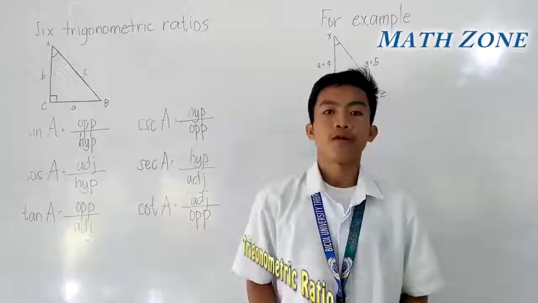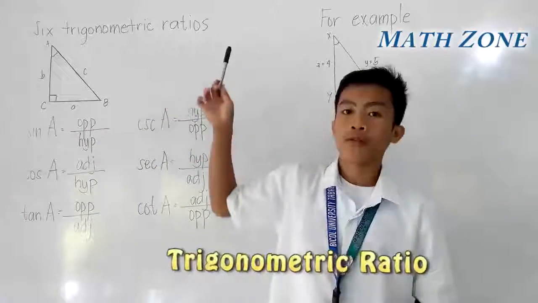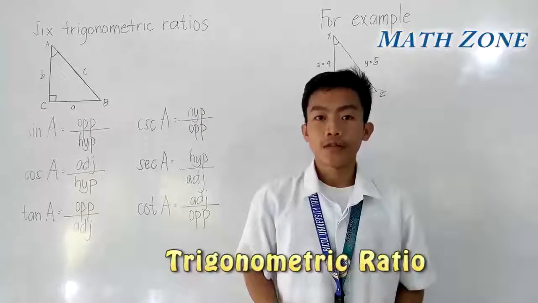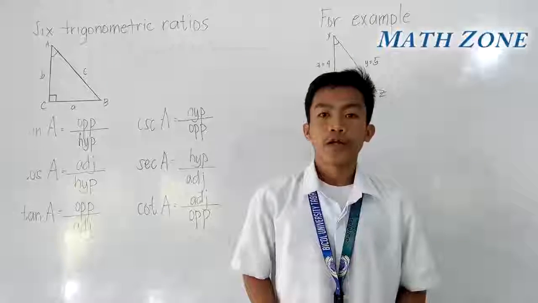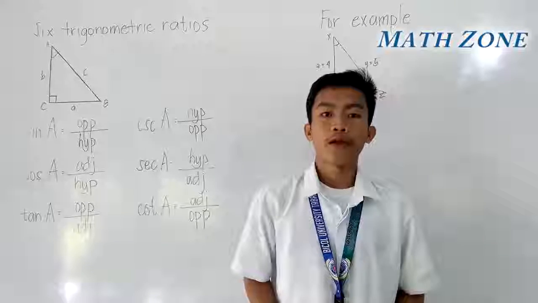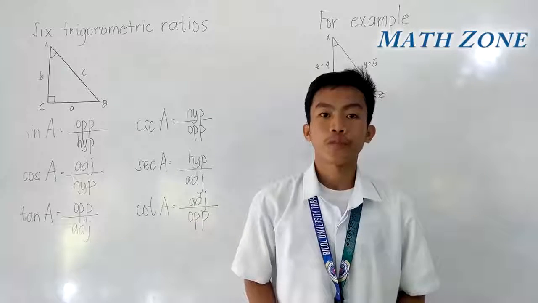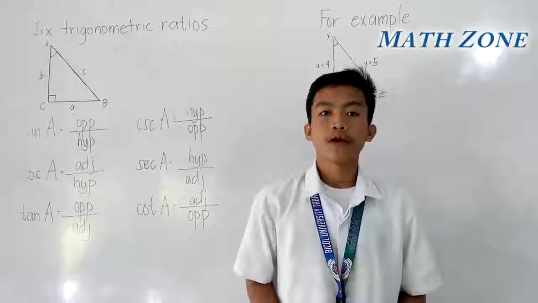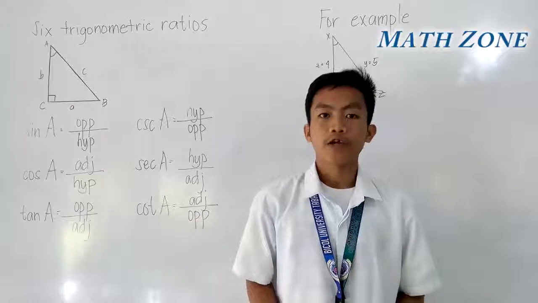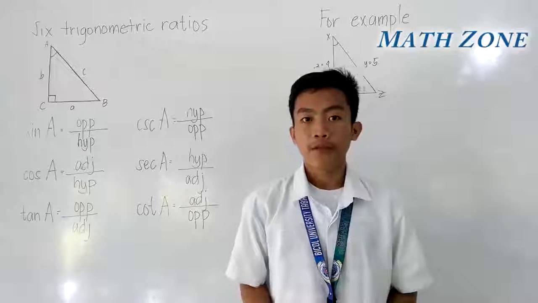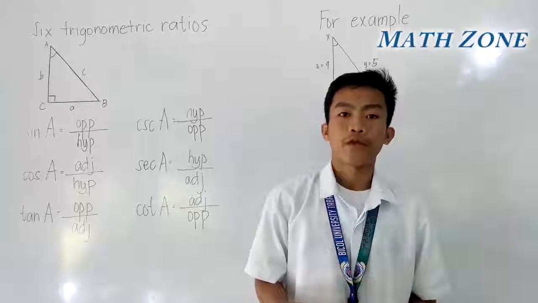I will discuss the 6 trigonometric ratios. But first, let us define trigonometry. Trigonometry is the branch of mathematics that deals with the relationships between the sides and the angles of triangles, and the calculations based on them, particularly the trigonometric functions.